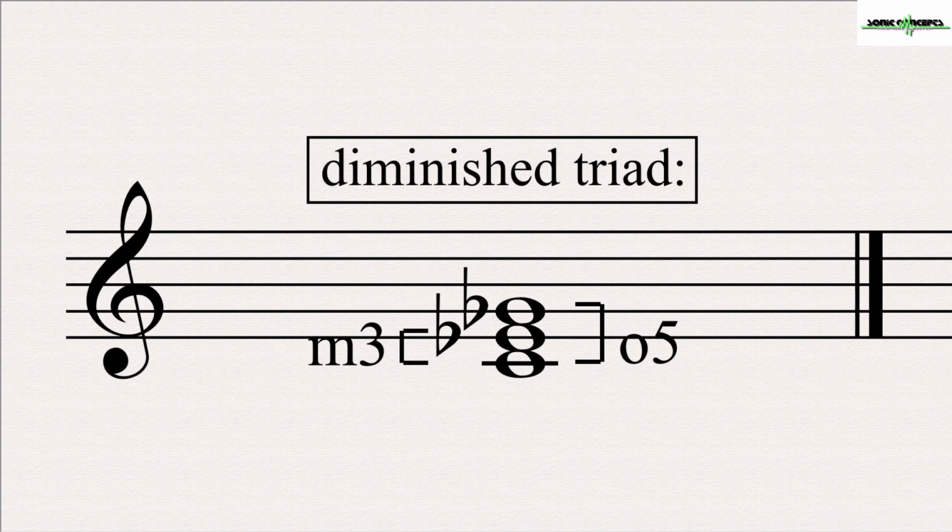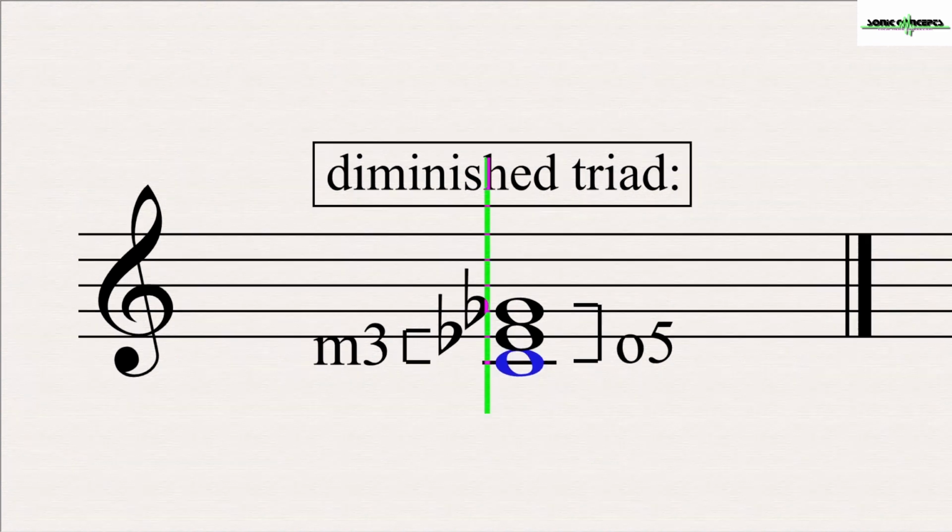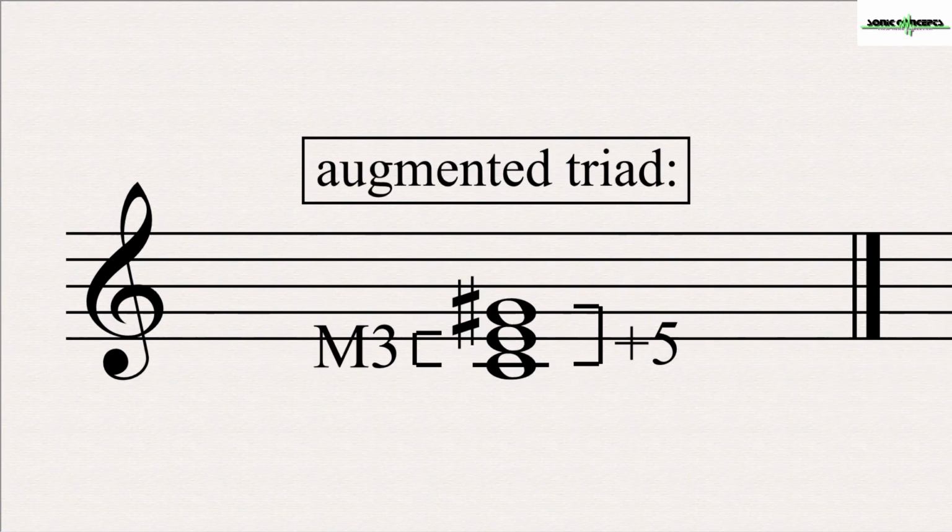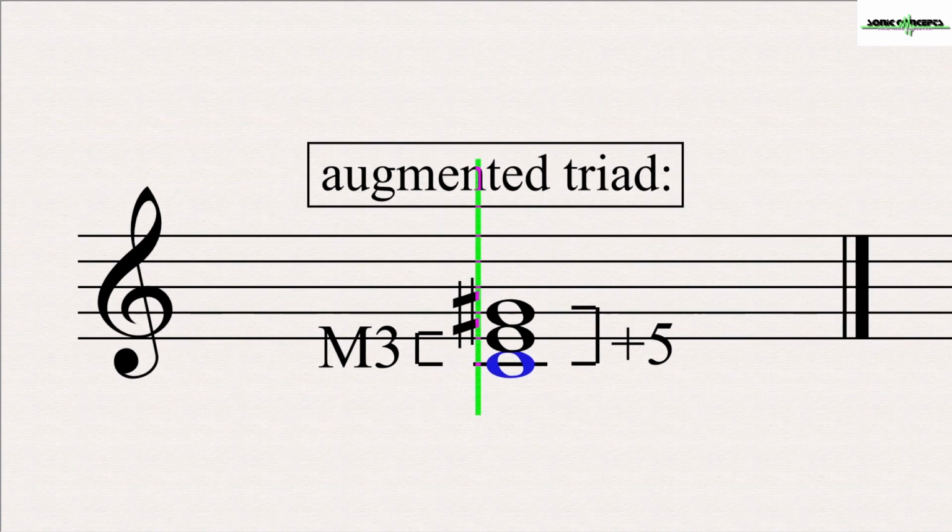A diminished triad consists of a minor third and diminished fifth above the root. Here's how this sounds. And finally, an augmented triad consists of a major third and augmented fifth above the root. Here's how this sounds.